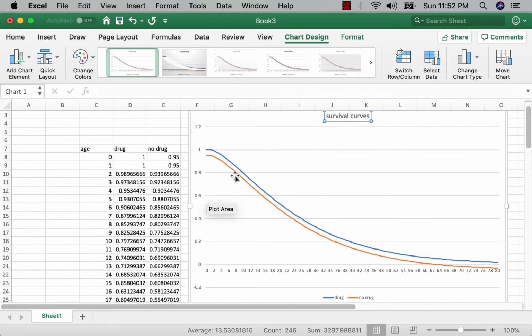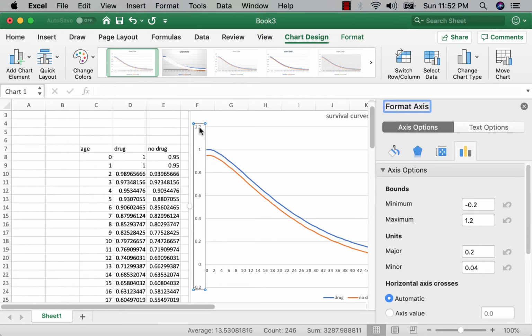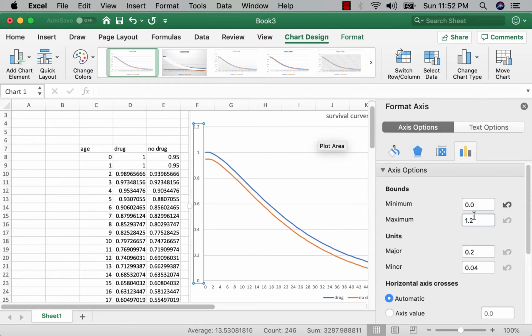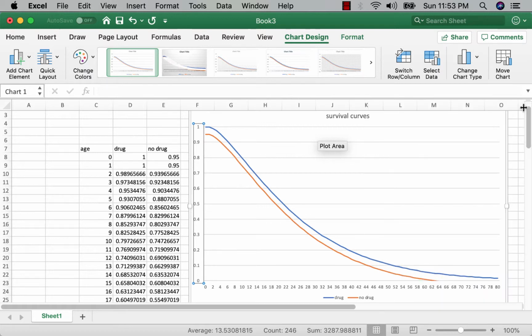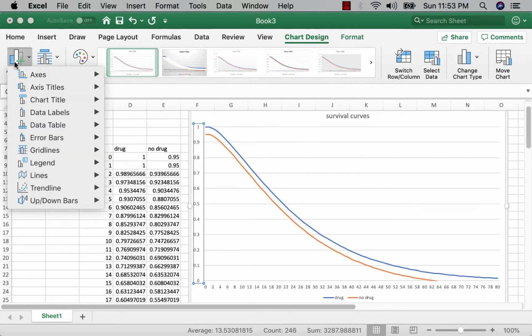Let's label the graph survival curves. We have to edit this axis here because a probability, remember, a probability always varies from 0 to 1. You cannot have a probability less than 0, and you cannot have a probability greater than 1. So make the minimum of that y-axis scale 0 and the maximum 1. Now it only goes from 0 to 1, only presents the results from 0 to 1.